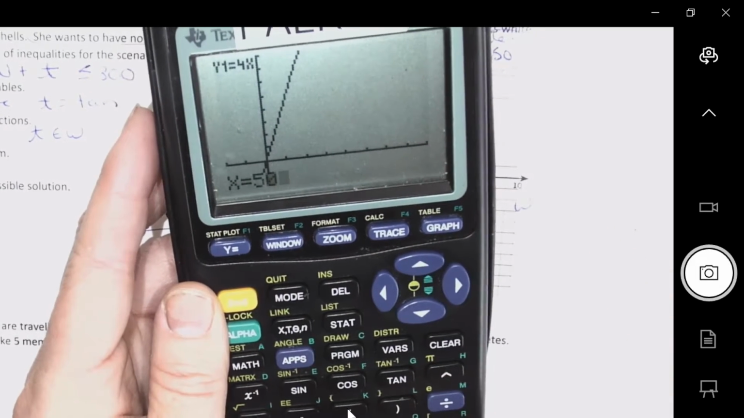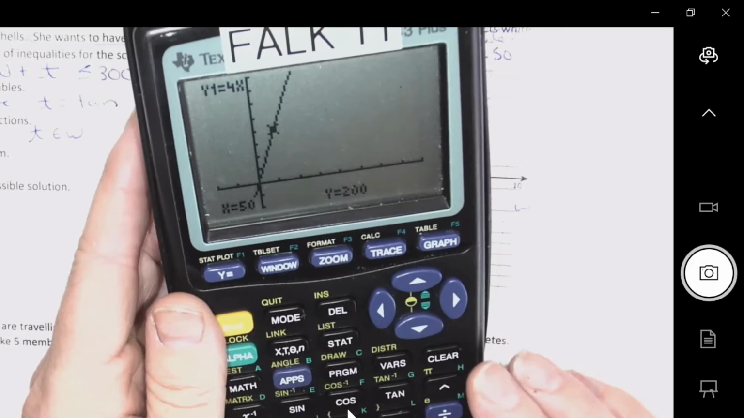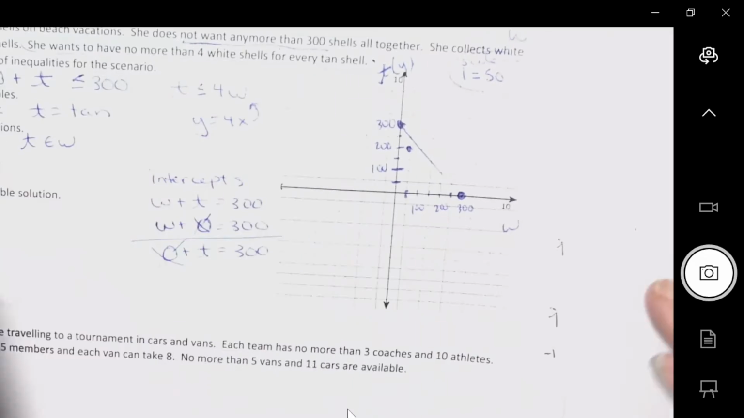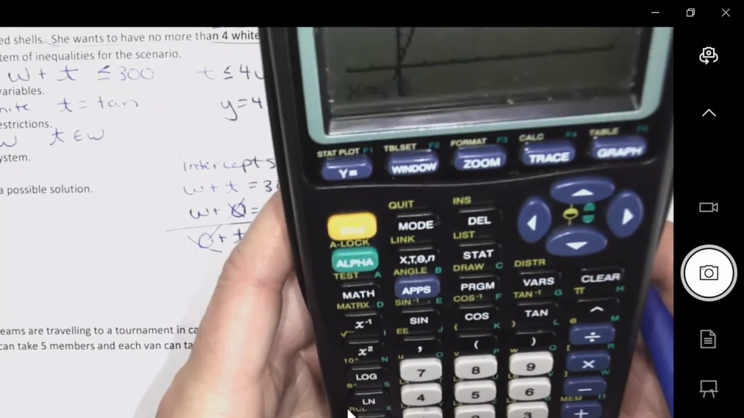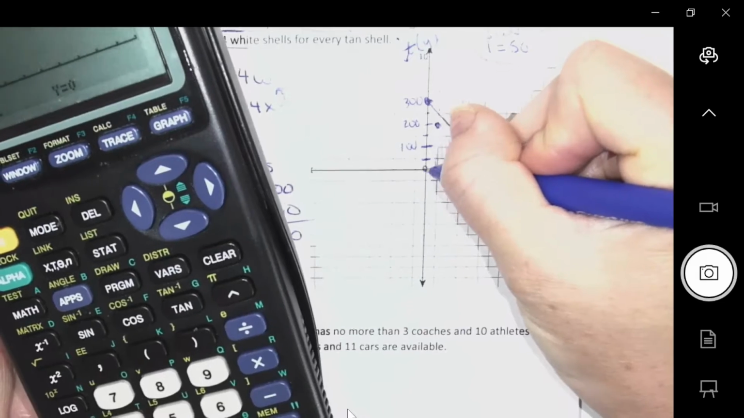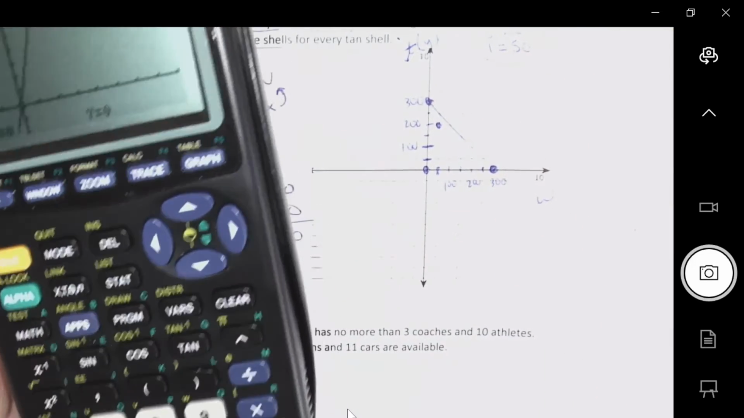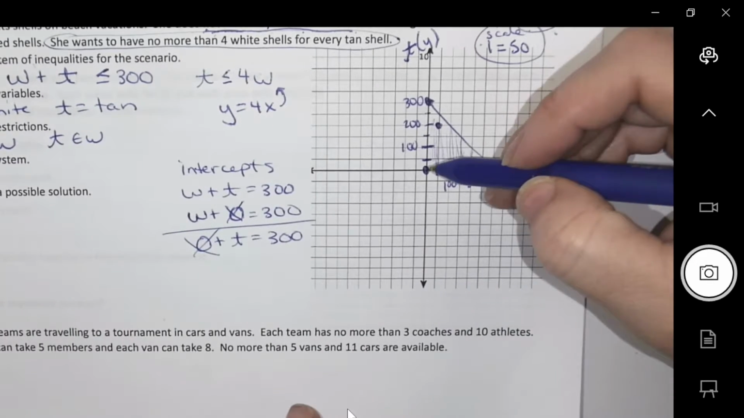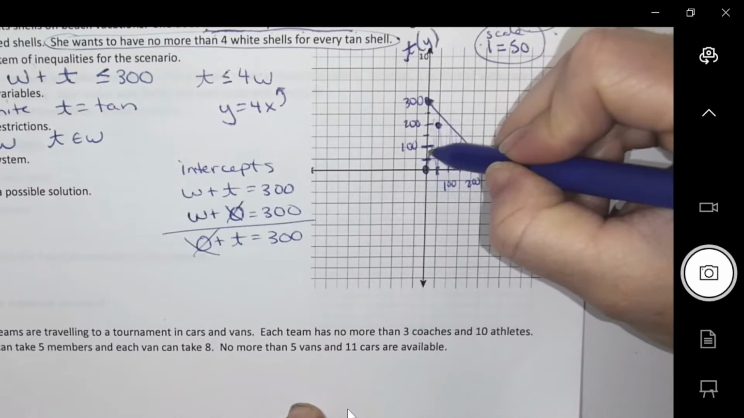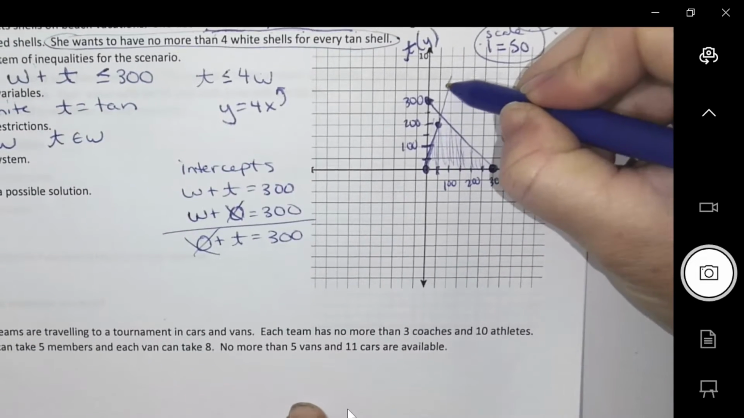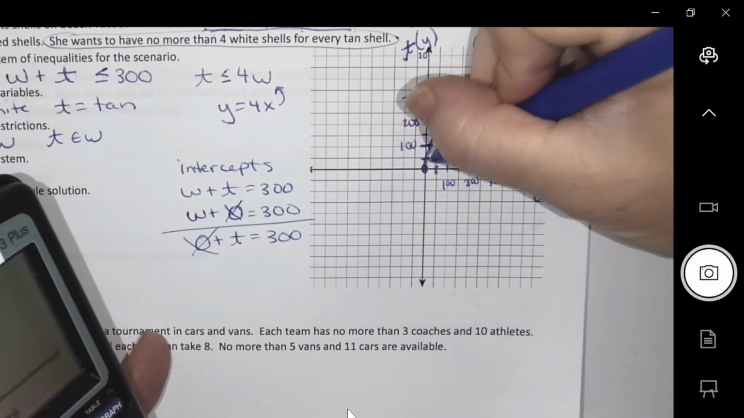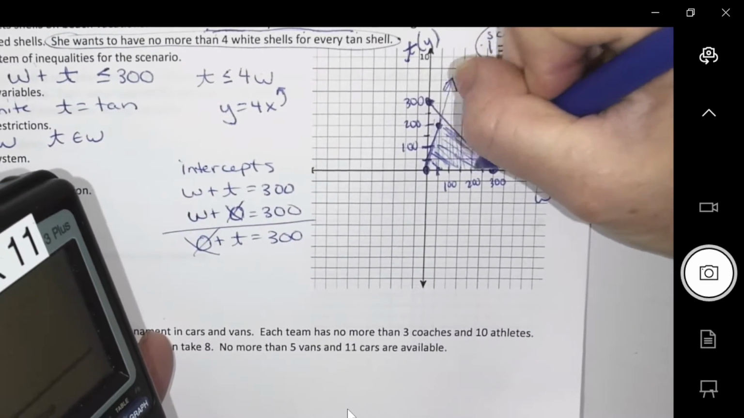And I'm going to trace something like 50. So 50 comma 200 would be a point. And 0, 0 is another point. So I'm going to draw a solid line through that. And we have to be less than that line. So now I have to be on that side of that line.